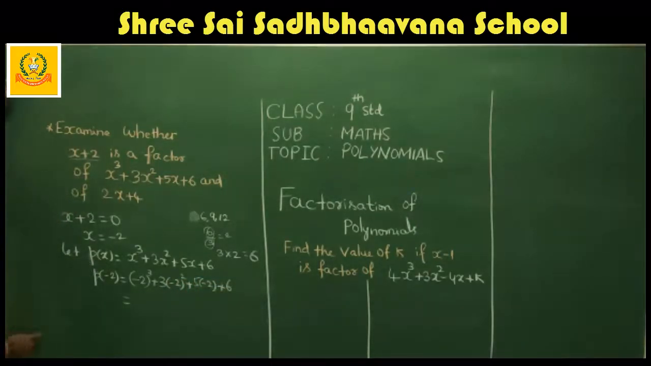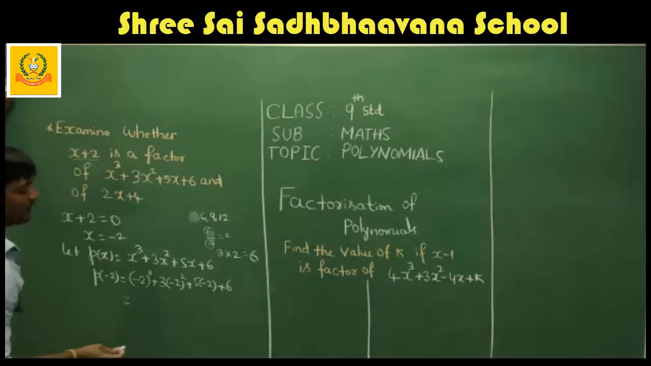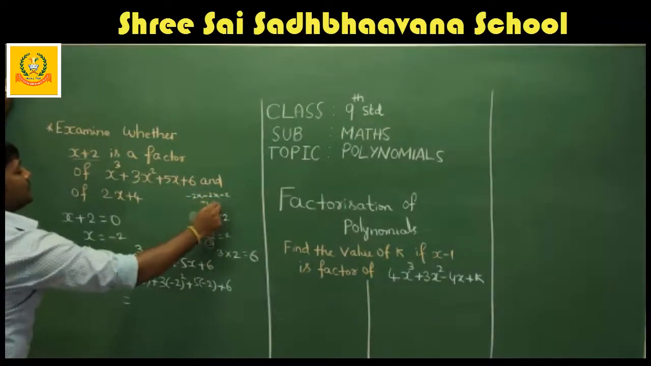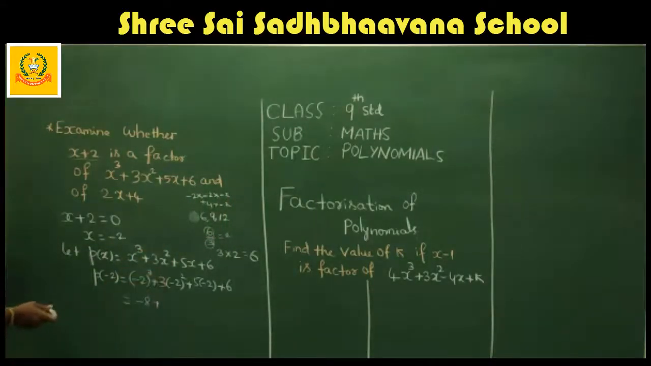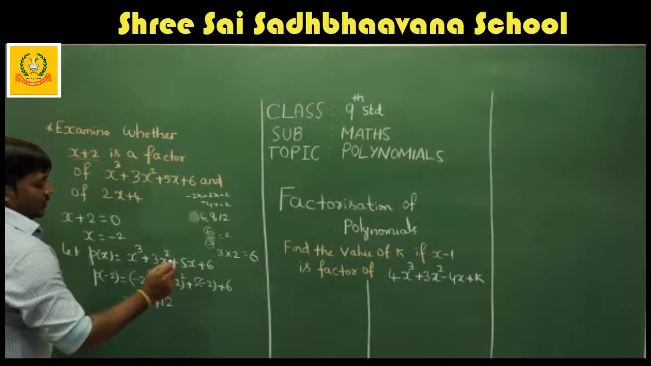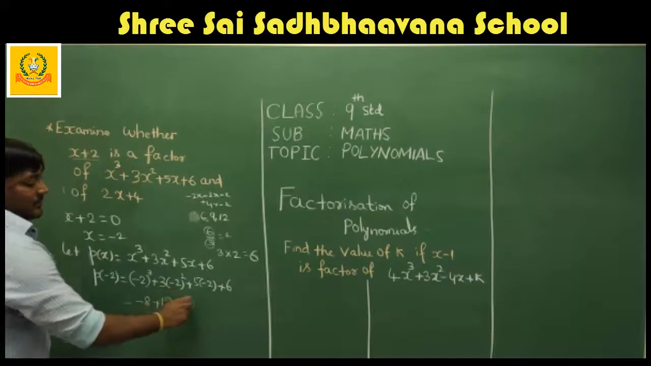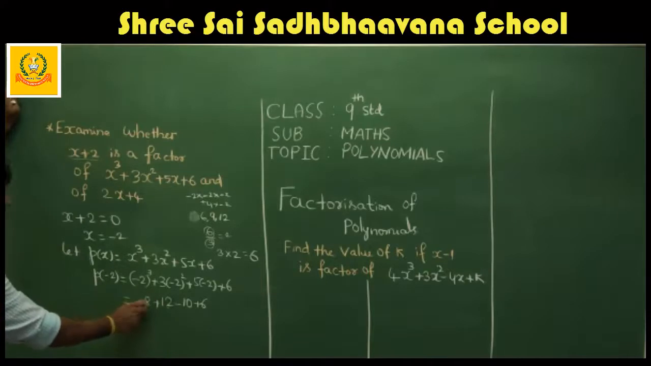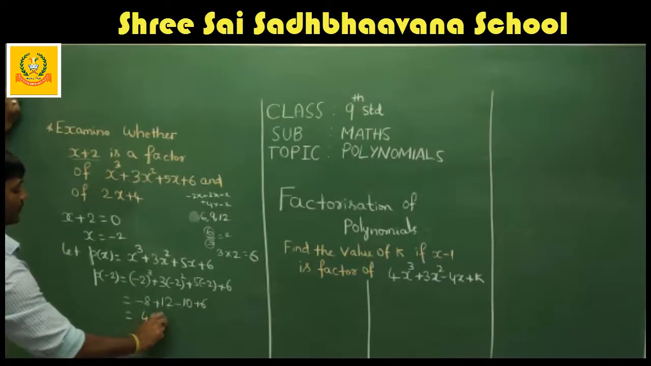Correct? So what is minus 2 whole cube? Minus 2 into minus 2 into minus 2. So minus 2 into minus 2 is plus 4, and plus 4 into minus 2 is minus 8. So you will get minus 8 plus 3 into minus 2 whole square, which is 3 into 4, which gives you 12. Right? And 5 into minus 2 is minus 10 plus 6. So minus 8 plus 12 is the same as 12 minus 8, which is 4, and minus 10 plus 6 is minus 4. So what do you get?